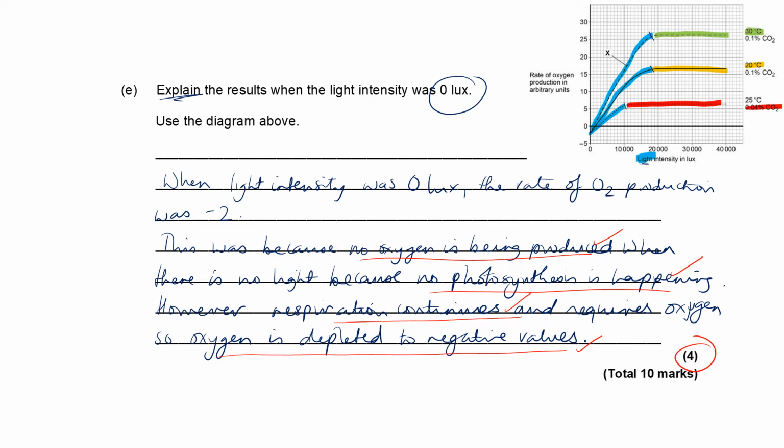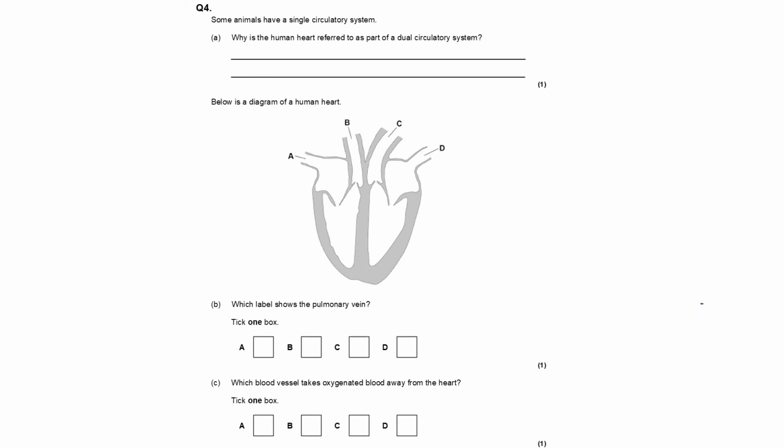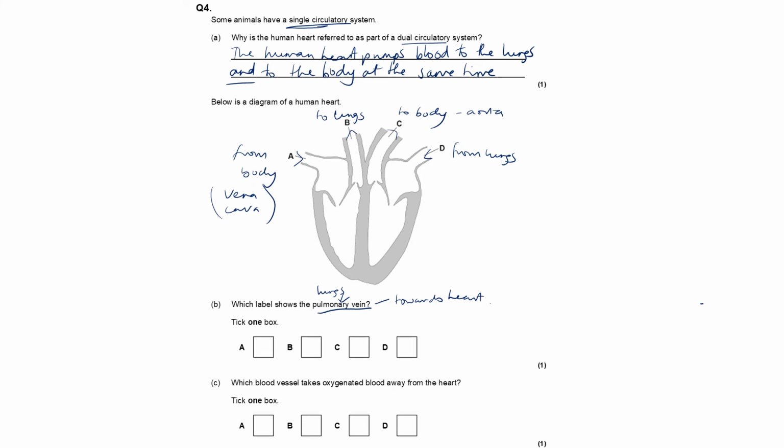And then question 4, some animals have a single circulatory system. Part A, why is the human heart referred to as part of a dual circulatory system? And it's a memory recall question. The human heart pumps blood to the lungs and to the body at the same time. So that's my simplified version.